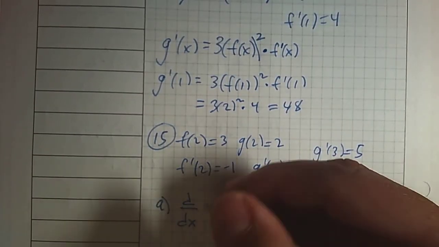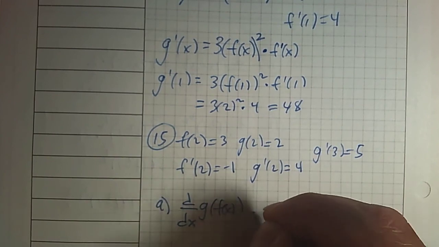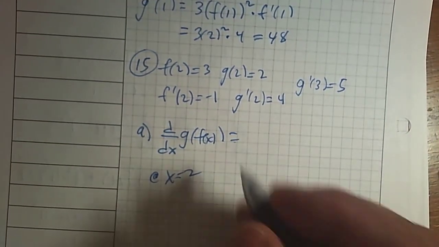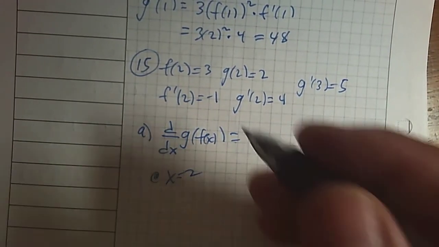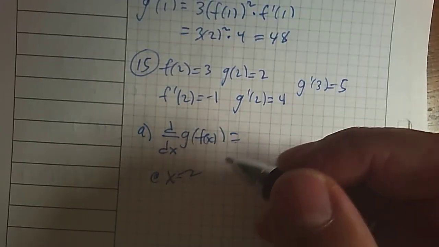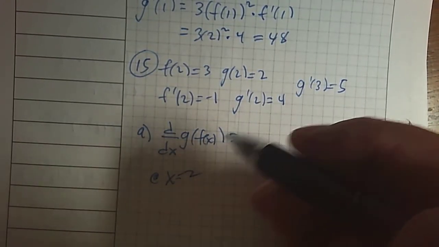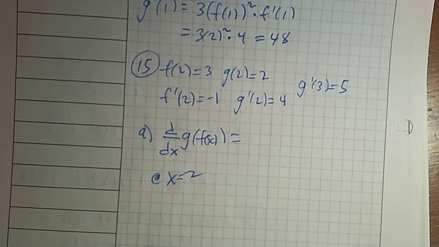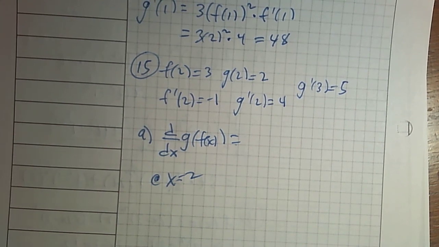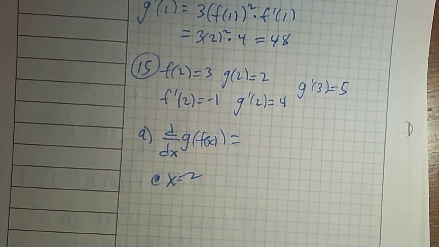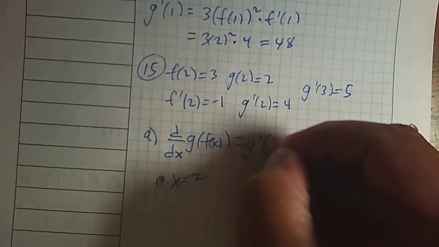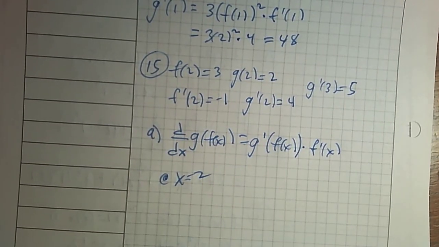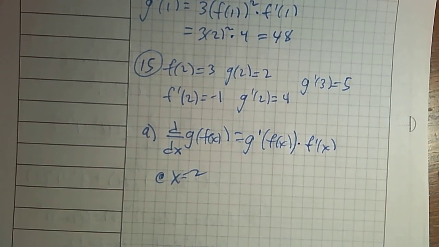So find the derivative with respect to x of g of f of x. So first of all, what would that look like? And it says at x equals 2. So what would the derivative of this look like? So this is called the chain rule again. And in this sense, because we don't have a base and an exponent, you're thinking through this generic case, this is a composite function. It's the derivative of the outside times the derivative of the inside.